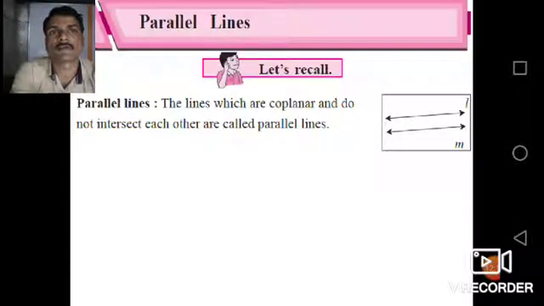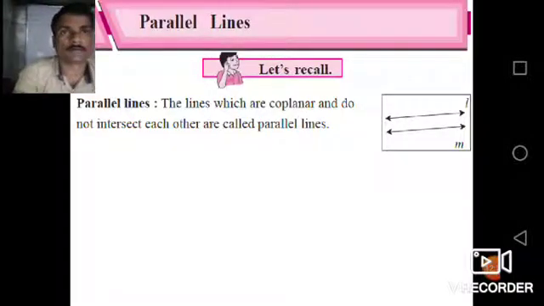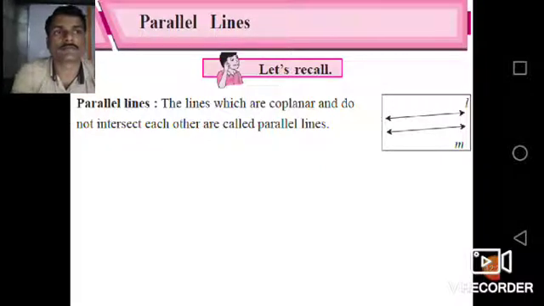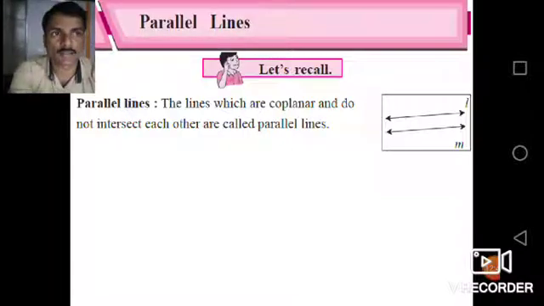Let's start the second chapter from our ninth standard, parallel lines. Let's recall, parallel lines are nothing but coplanar lines which do not intersect each other. Coplanar lines lie in a single plane, but they are not intersecting each other. Such types of lines are called parallel lines.